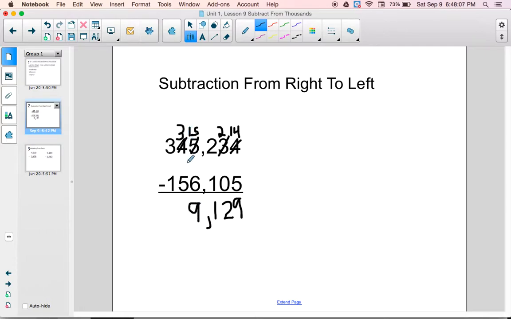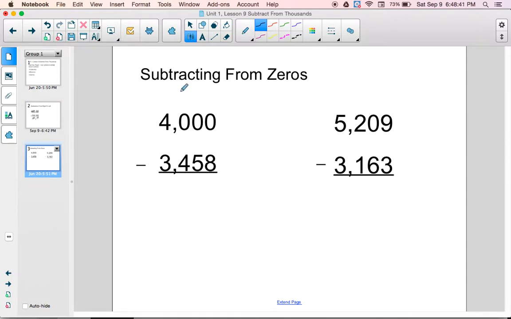I can't take 5 away from 3, so let's regroup. Make that a 2, and make that a 13, because 10 plus 3 is 13. 13 take away 5 is 8, and 2 take away 1 is 1. So my final answer is 189,129. That seems reasonable. So let's take a look at some more problems.